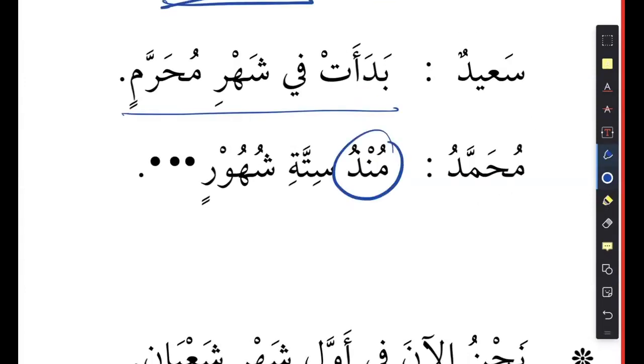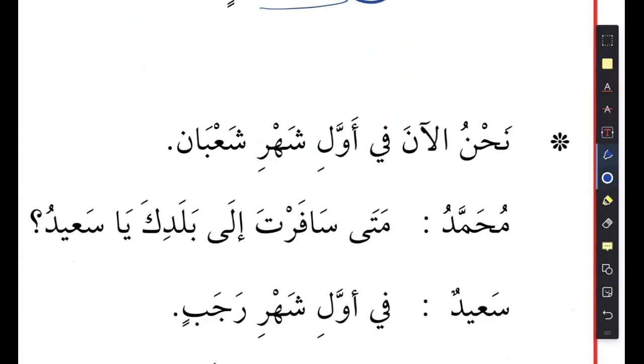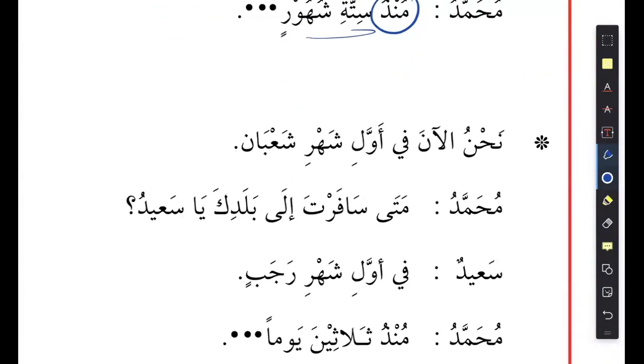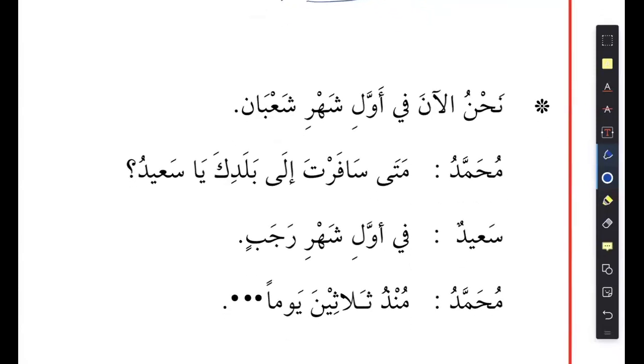So here they are using the word mundu. Mundu sittati shuhur, since 6 months. Or you can say 6 months ago. Okay, so it kind of means the same thing. It's a subtle difference here. Then it says نحن الآن في أول شهر شعبان. So we're now at the first of the month of Sha'ban.